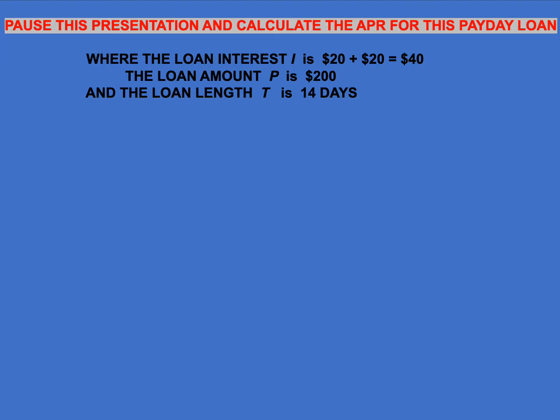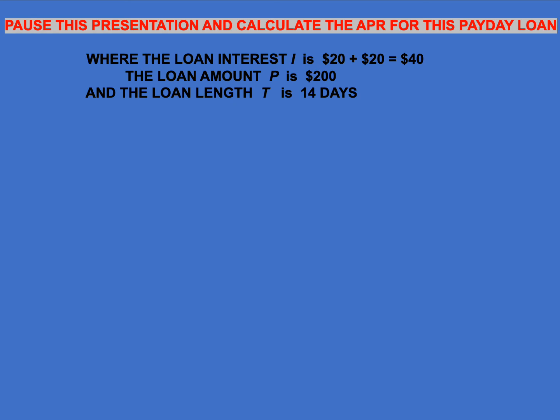Please pause this presentation at the end of my explanation on this slide and calculate the annual percentage rate for the payday loan we just discussed. Here, the loan interest is $20 for the origination fee and $20 for that loan amount, or $40. The loan amount is $200, and the length of the loan is 14 days.